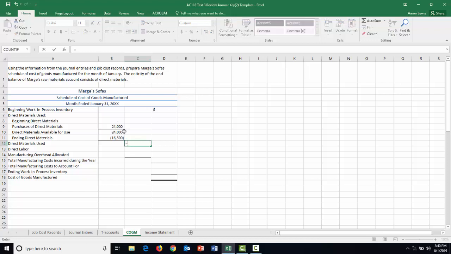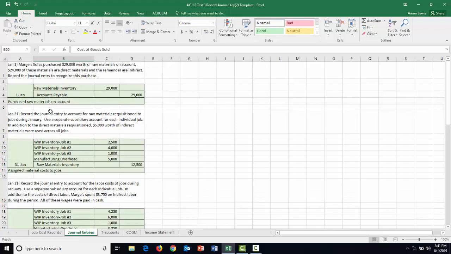Direct materials used, easy enough. It's going to be equal to the amount we had available for use less what we had at the end, or in this case plus the negative number. We used $7,500 worth of direct materials in total. Is this correct? We can check this by our journal entries. This entry right here that I'm moving the mouse around on is our raw materials entry. Direct materials went into WIP inventory for the job, and job 1 had $2,500, job 2 had $4,000, and job 3 had $1,000. If you total those three numbers up, you come up with, in fact, ta-da, $7,500. So we know we're good there.